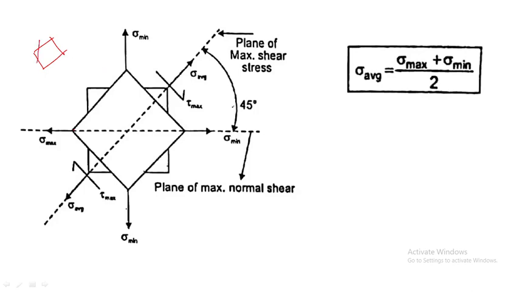So this is a member. When you rotate in this direction, it will look like this, this is the minimum stress, permissible stress minimum, and this is the maximum value. So this is the plane of maximum normal stress. This is the 45 degree plane of maximum shear stress. So this is tau max, and this is tau max, and this one is the minimum. So the average of that, the shear stress, we can say is maximum plus minimum by 2. This is a formula you have to remember.